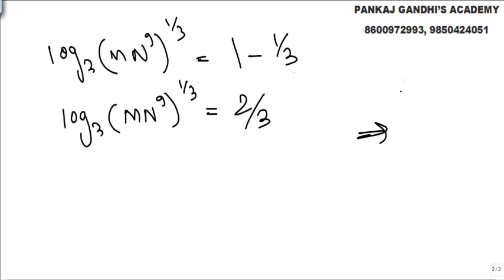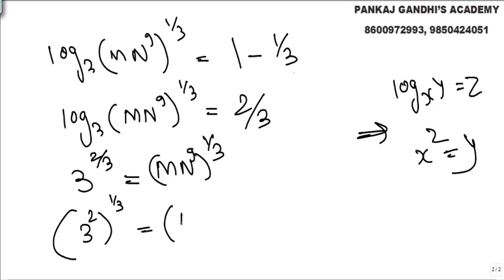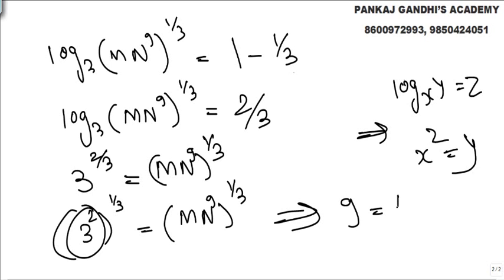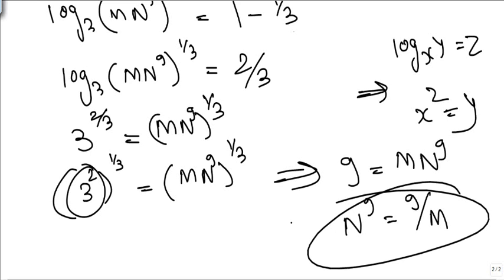So obviously what we know, log to the base x of y equal to z means x raised to z gives y. 3 raised to 2/3 is nothing but mn raised to 9 raised to 1/3. Now to bring the power 1/3, 3 squared raised to 1/3 equals mn raised to 9 raised to 1/3. The 1/3 cancels. 3 squared is nothing but 9, so 9 is mn raised to 9. The answer is asked in the format of n raised to 9 is 9 upon m.